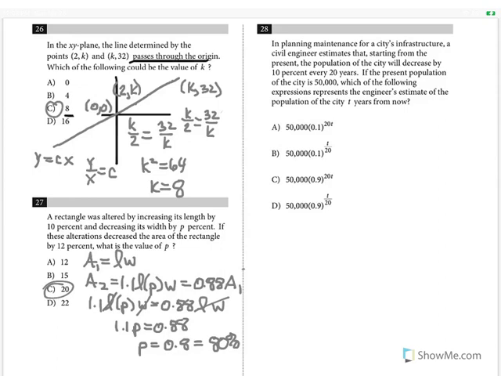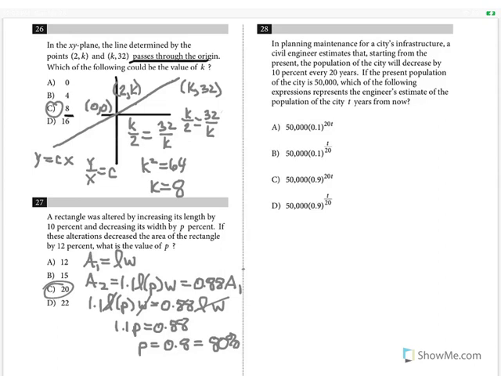Okay. In planning maintenance for a city's infrastructure, a civil engineer estimates that, starting from the present, the population of the city will decrease by 10% every 20 years. If the present population of the city is 50,000, which of the following expressions represents the engineer's estimate of the population of the city t years from now?